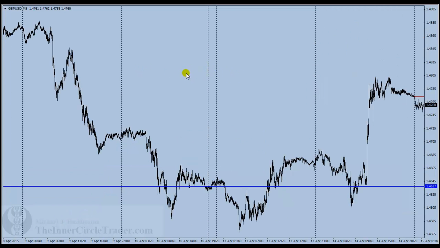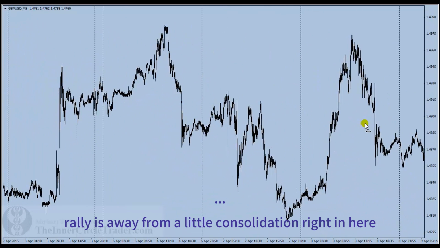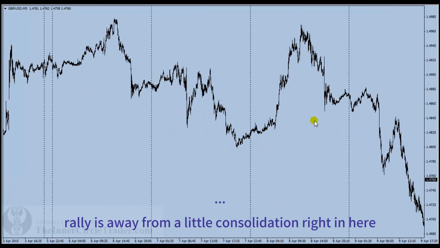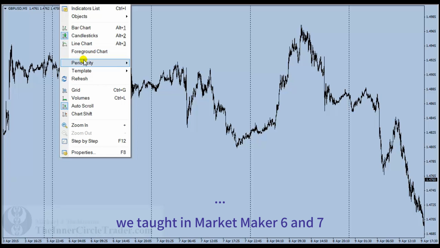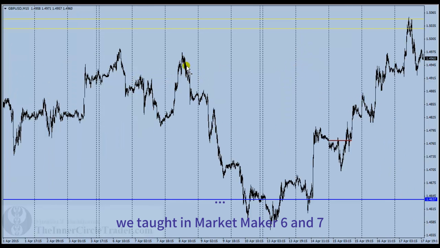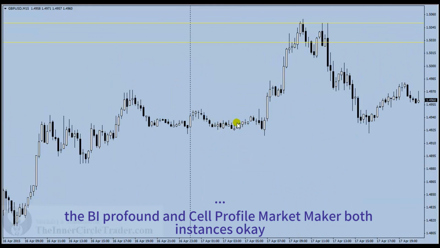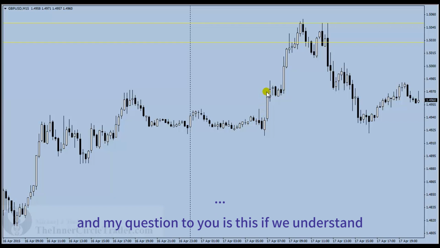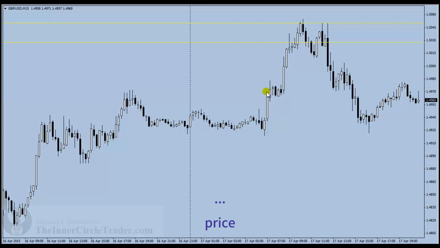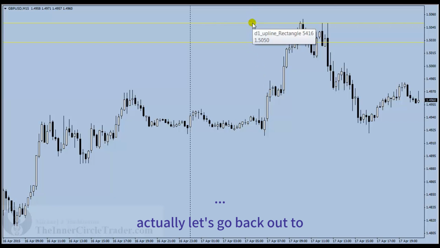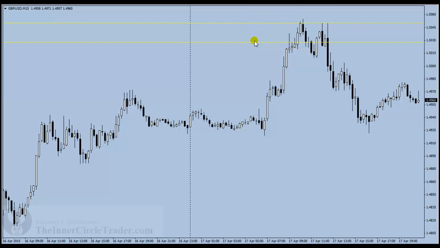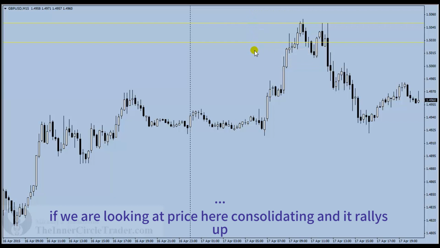And my question to you is this. If we understand price, actually let's go back out to a 15-minute chart. If we are looking at price here, consolidating, and it rallies up, when did we talk about looking for market maker sell profiles? When it moves up into a higher time frame resistance, right? Would this area that we identified earlier not be an example of that? Sure it would. Absolutely.